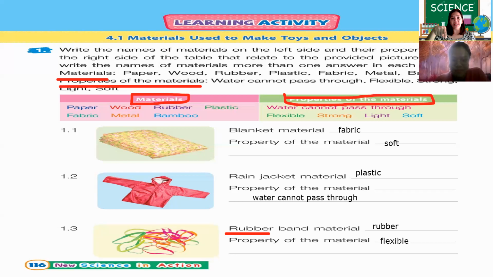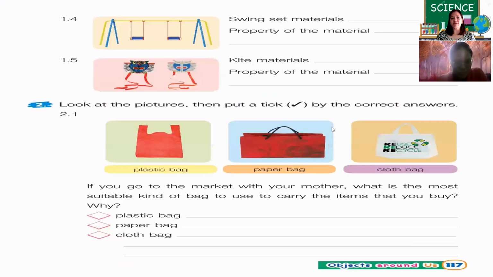Everyone, turn your page. If you're checking it, pause it first and then play it again after checking. So page 117 now. All right, so this is a swing set. What is it made of? First metal, correct. And where do you see it? It is made of wood. So metal and wood. Very good.